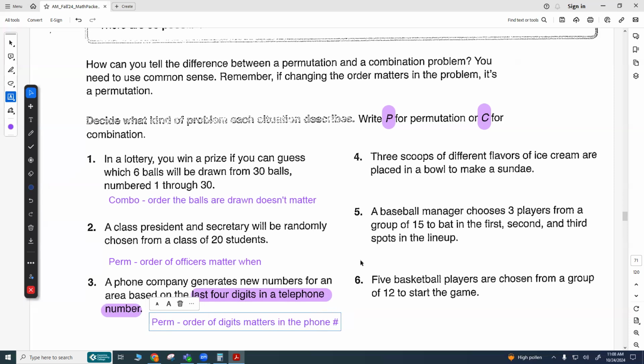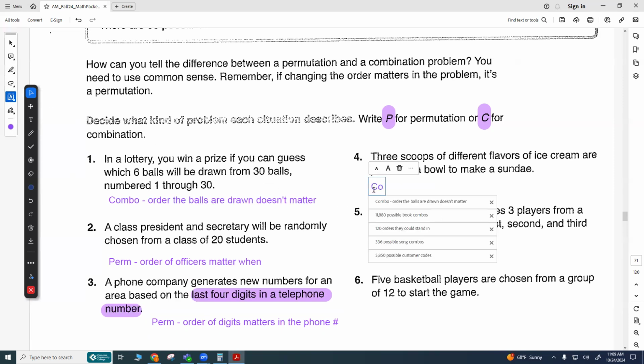Okay. How about number 4? Three scoops of different flavors of ice cream are placed in a bowl to make a sundae. Do we have to put the scoops of ice cream in a particular order? No. Only unless you really, really know how that's going to affect it. But yes, so here we have a combination, right?